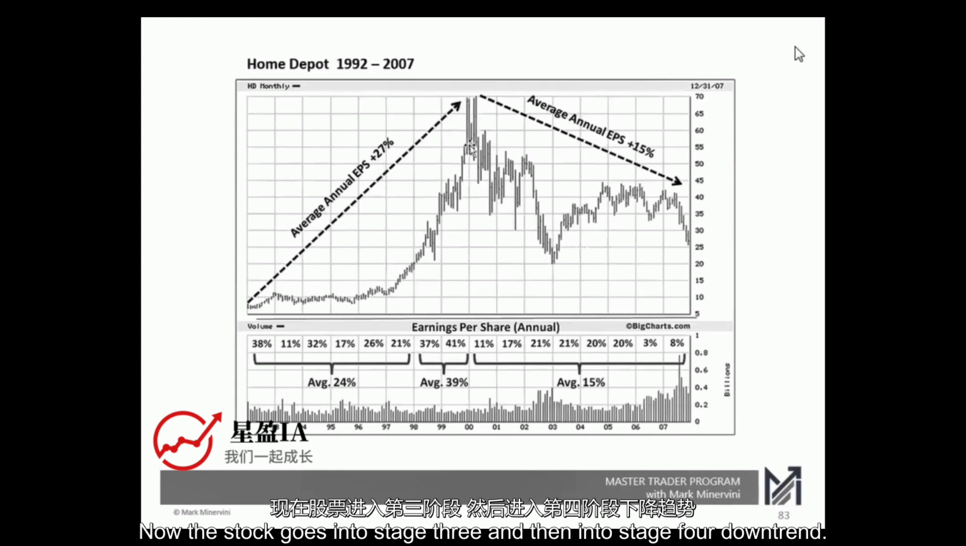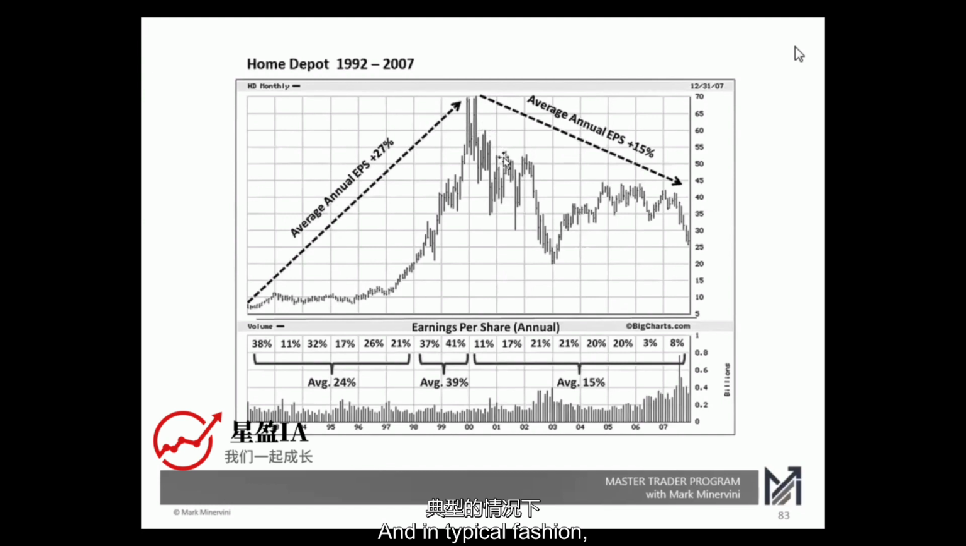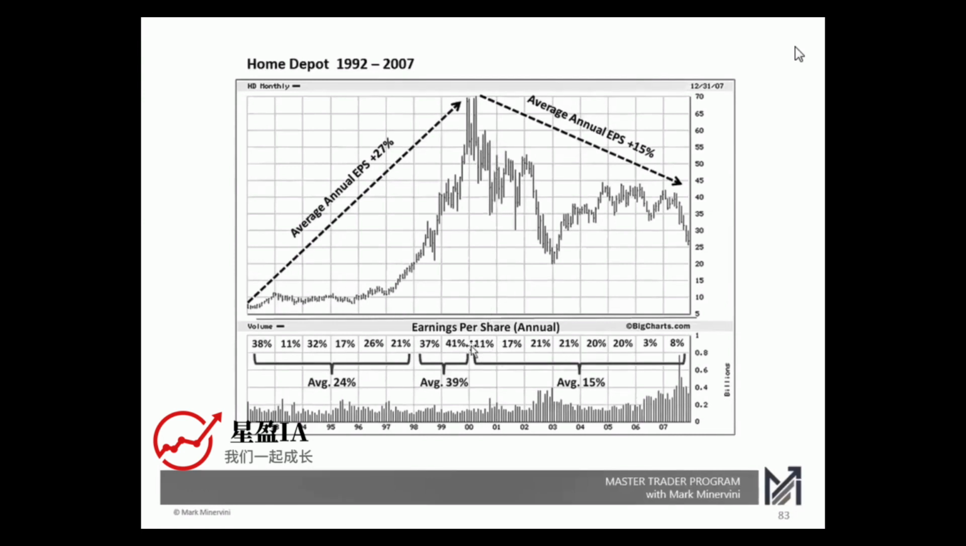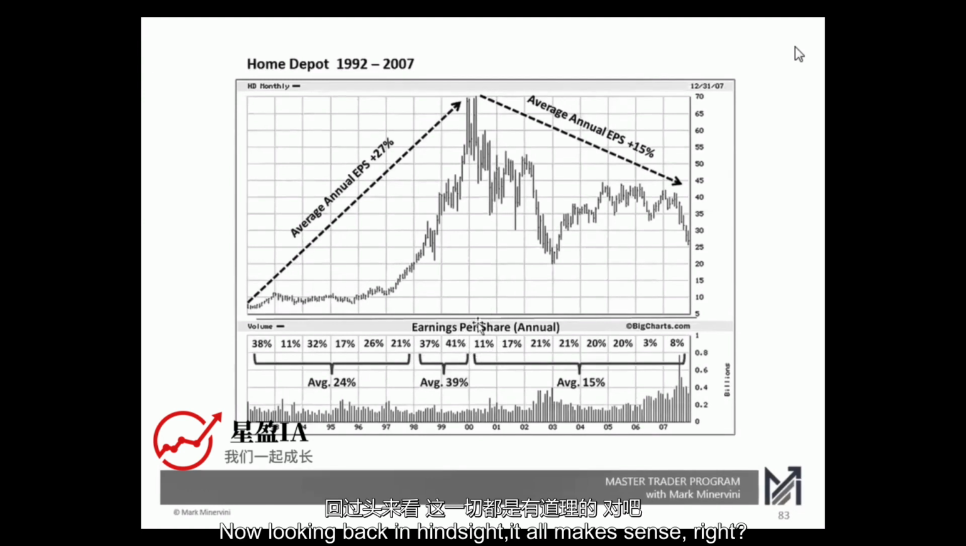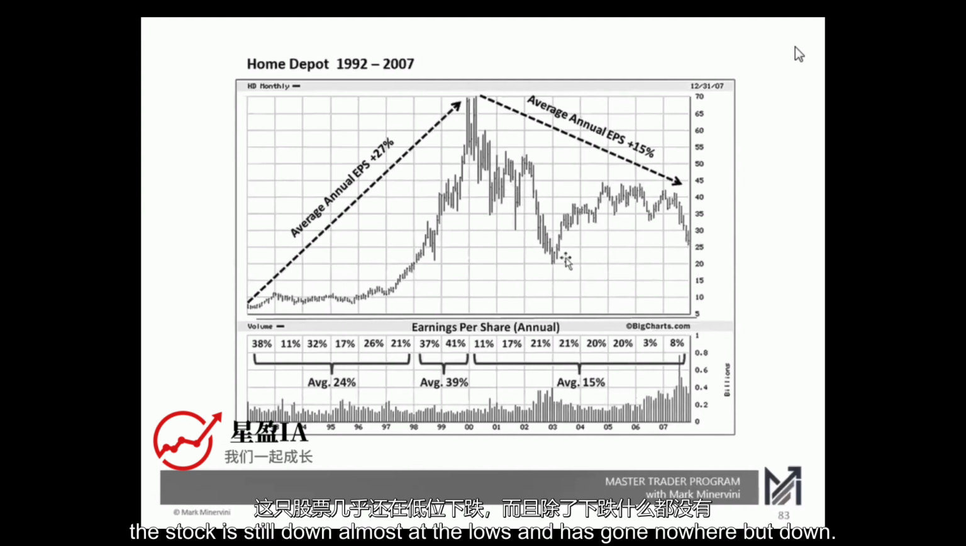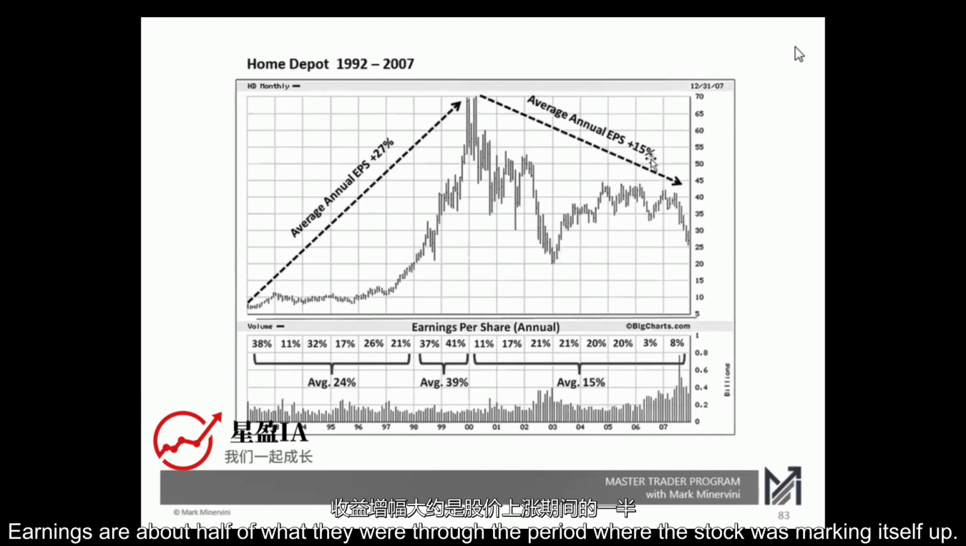Now, the stock goes into stage 3 and then into stage 4 downtrend. And in typical fashion, the bad earnings come later on once the stock tops. Now, looking back in hindsight, it all makes sense, right? The stock tops, and for 2000 all the way out to 2008 here, 8 years later, the stock is still down almost at the lows and has gone nowhere but down. The earnings are about half of what they were through the period where the stock was marking itself up.